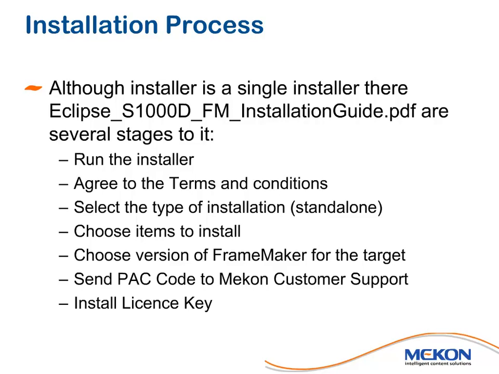Then you should choose the items you need to install. And then choose the version of FrameMaker for the target. Send the pack code to Meacon customer support, and you'll see what that is in a minute. And then install the license key when you get it back.